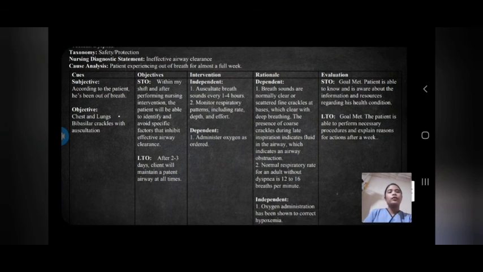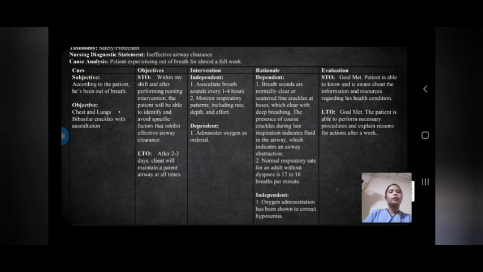Its evaluation. Goal met. The patient is able to know and is aware of the information and resources regarding his health condition. The long-term objective: goal met. The patient is able to perform necessary procedures and explain reasons for actions after a week. And now let's talk about the evaluation and recommendations.